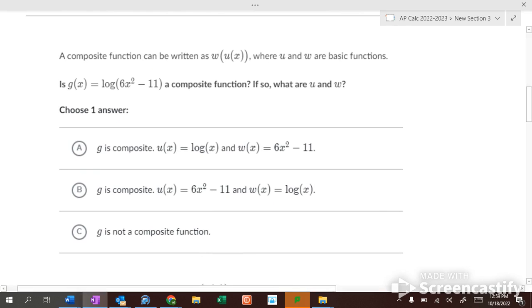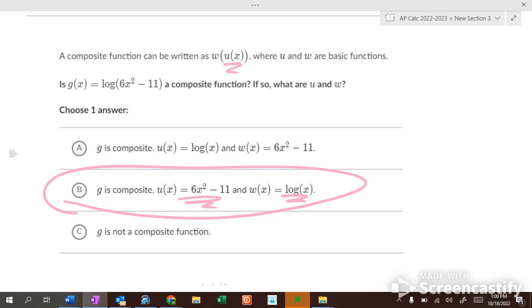Again, if it's in the parentheses, probably going to be the inner function. Okay? So the inner function is the u of x function. So the u of x function is that. The outer function is the log of u of x, or the log of x, shortened up. Okay? So u of x is the inner function. W of x is the outer function.